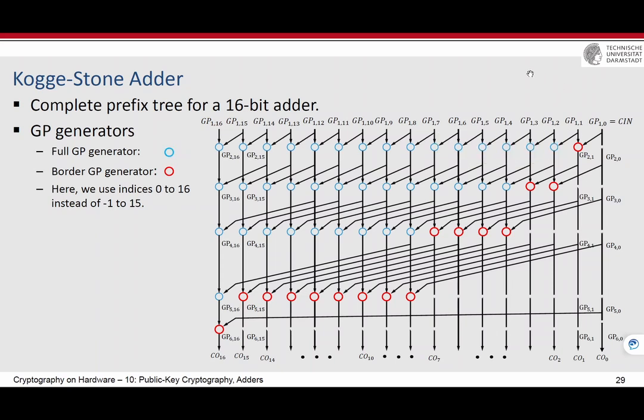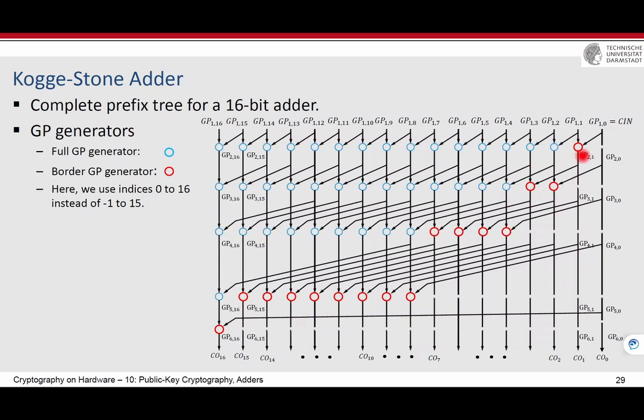And then you have to use different modules here. Some modules are red, that you see here, that are border GP generators, and the blue ones are the full GP generators. What they do, they receive 2 G and P, then generate another G and P. They receive 2 GP, generate 1 GP. But the red ones are simpler, so the area of the circuit is smaller.